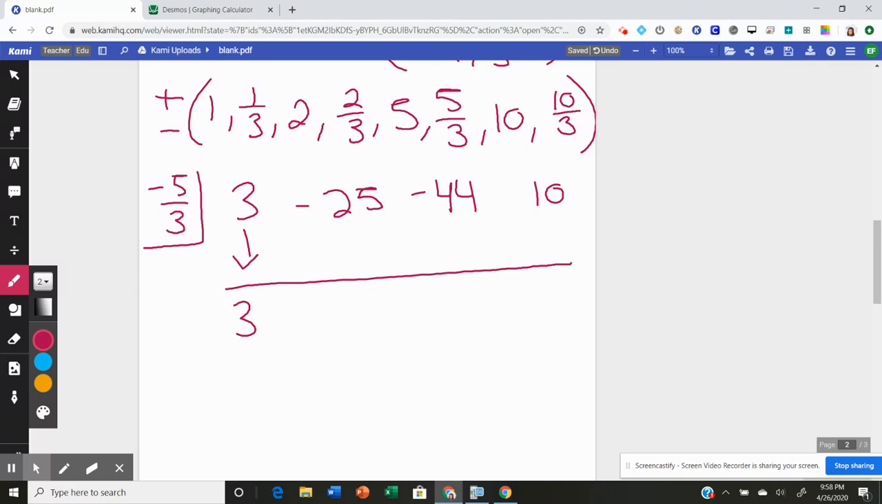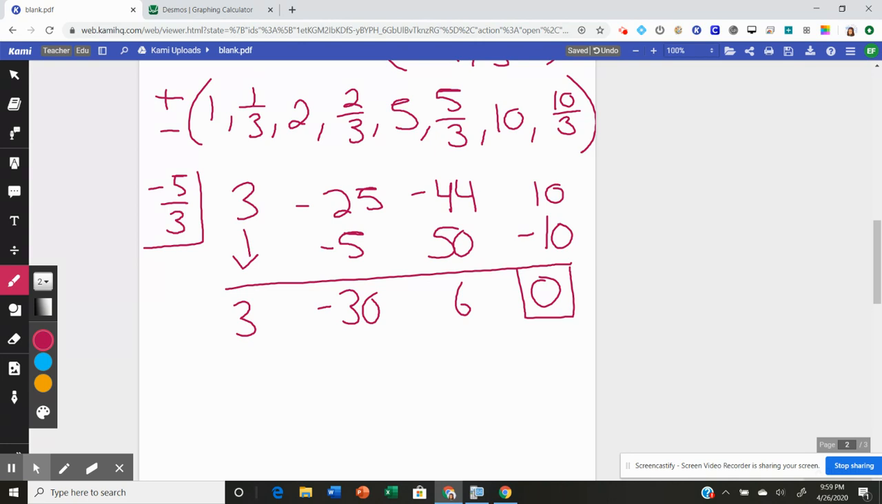So 3 times negative 5/3 is negative 5. If I add that together, I get negative 30. Negative 30 times negative 5/3 is going to give us a positive 50. Negative 44 plus positive 50 is positive 6. 6 times negative 5/3 is going to give us negative 10. So beautiful, exactly as we expected to get, we have the 0 there. That's because we know that negative 5/3 is a factor.